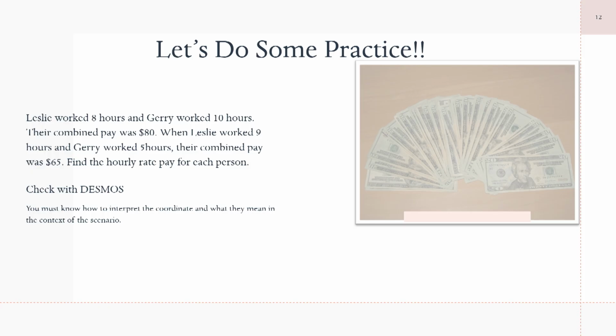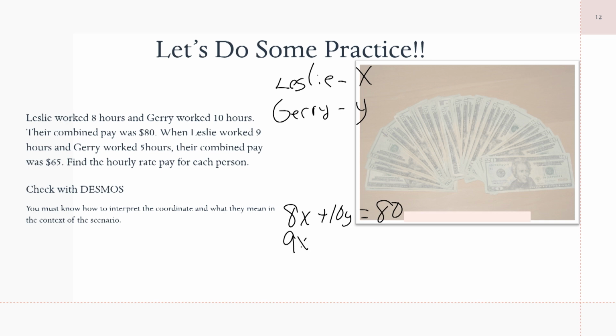Let's see. I've got Leslie, and I've got Gary, and I'm going to assign Leslie my X value and Gary my Y. So it says first, when Leslie worked 8 hours and Gary worked 10 hours, their money was $80. Then it said when Leslie worked 9 hours and Gary worked 5 hours, their money was $65.